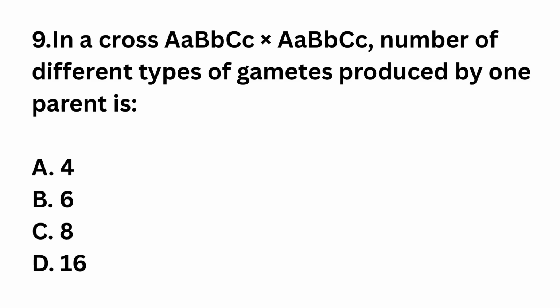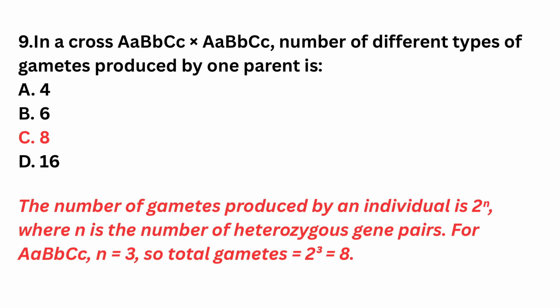Question number 9. In a trihybrid cross between two heterozygous parents, that is AaBbCc crossed with AaBbCc, number of different types of gametes produced by one parent is 4, 6, 8, 16. The right answer is option C, 8. The number of gametes produced by an individual is 2 raised to n, where n is the number of heterozygous gene pairs. For AaBbCc, n equals 3. So total gametes equals 2 raised to 3, which equals 8.